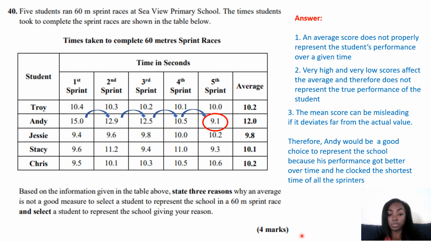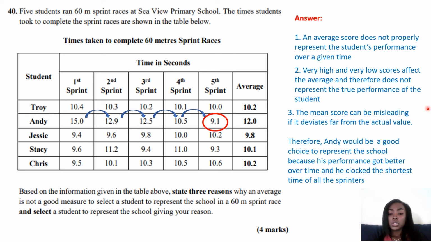And another one, a third reason, would be that the mean score can be misleading if it deviates far from the actual value, which means that in this section here where we have average, if we take for example Andy's mark, Andy's average was 12, but look, he went all the way to 15 on his first sprint. He took 15 seconds, and then in his fifth sprint he took 9.1 seconds, which is actually really good. It's actually fastest of all of them. But when we look at his average, that will not give us the idea that Andy is the best person.